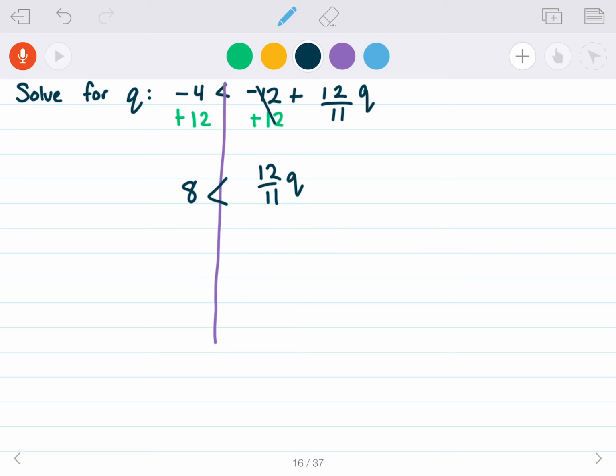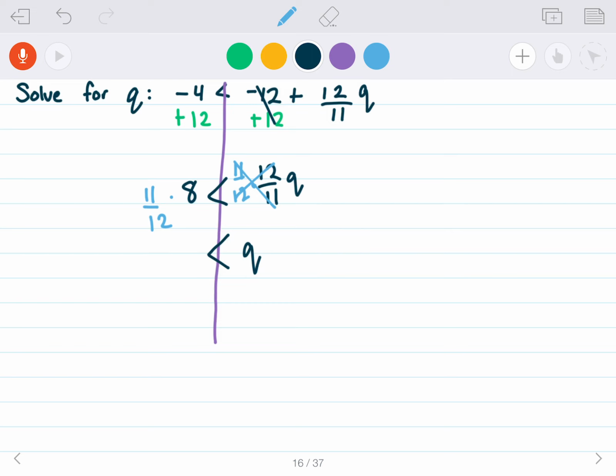Now, there's a couple different ways you can deal with this. You can first multiply everything by 11 and then divide by 12. But remember, you can do this in one swift motion by multiplying both sides by the reciprocal. So what's the reciprocal of 12 over 11? 11 over 12. So that's what I'm going to do. I'm going to multiply both sides by 11 over 12. And so I get that Q on the right is by itself, which is what I wanted.